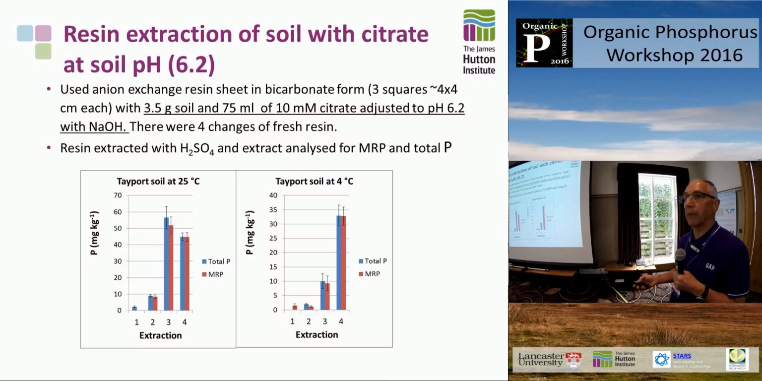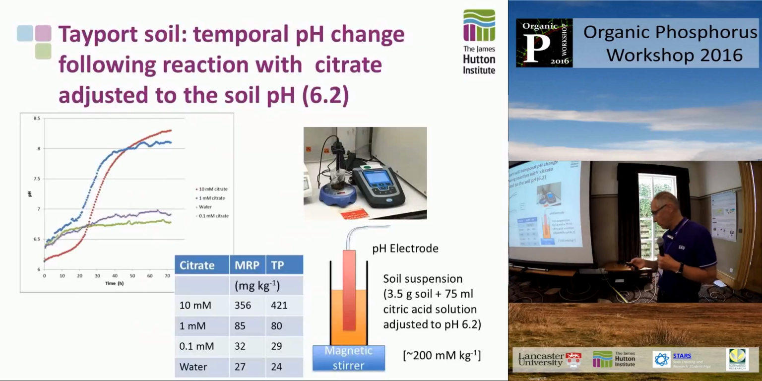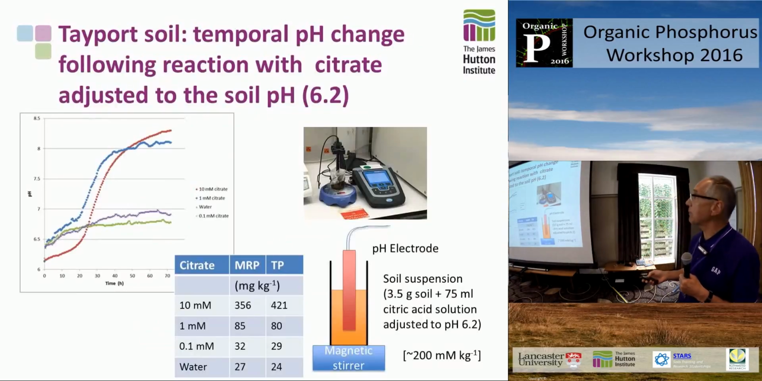So a bit of anomalous behavior there. So what we did was took some of the same soil and a very simple system here. A beaker, the soil, 3.5 grams of soil, 75 mils of citric acid solution. The pH adjusted to 6.2, and just followed the pH change with time.